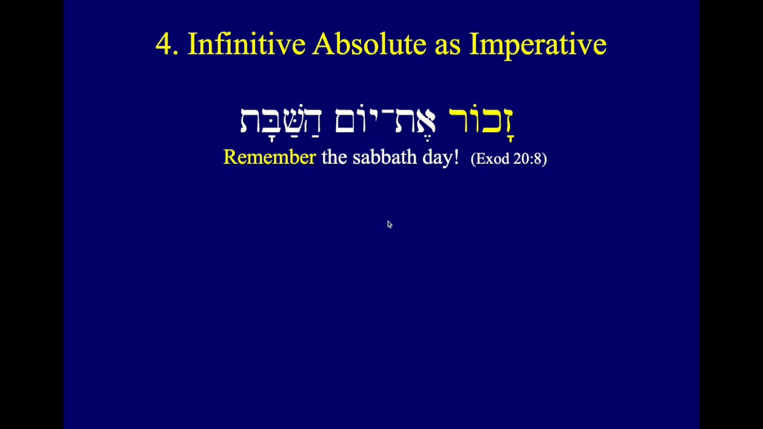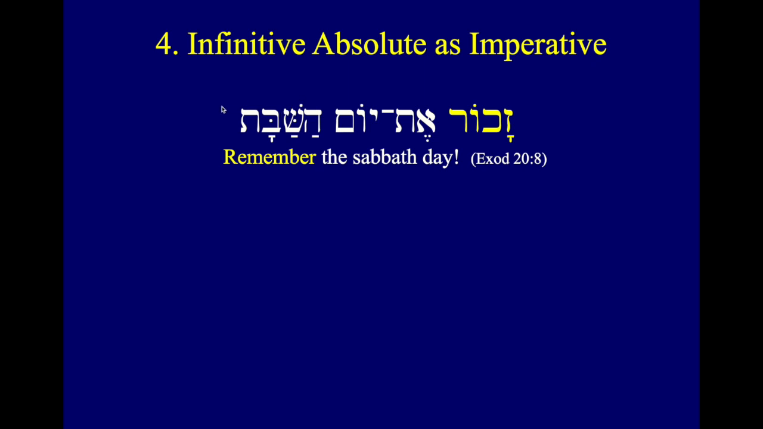So that's zakor. The long A under the first radical and the holem vav between the second and third, that is our marker of the Qal infinitive absolute. So to remember, et yom ha-shabbat, the day of the Sabbath. Yom is in construct here, so et, that's the object. So remember, object, day of ha-shabbat, of the Sabbath.